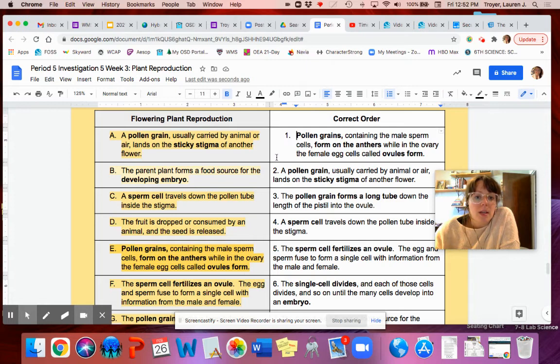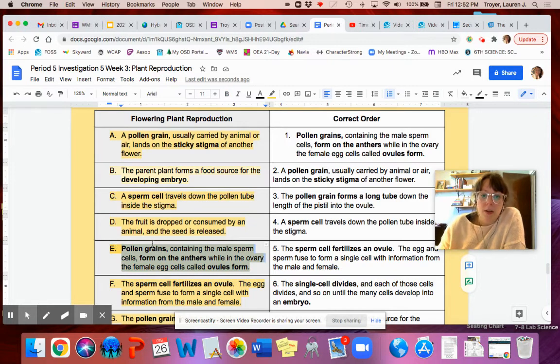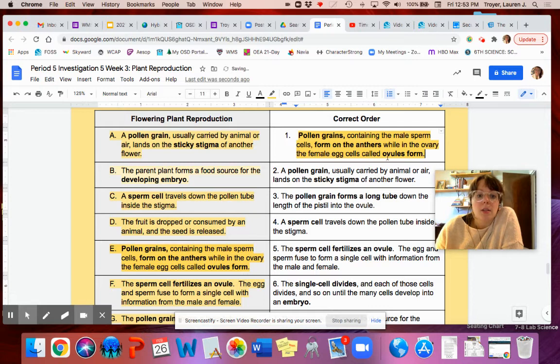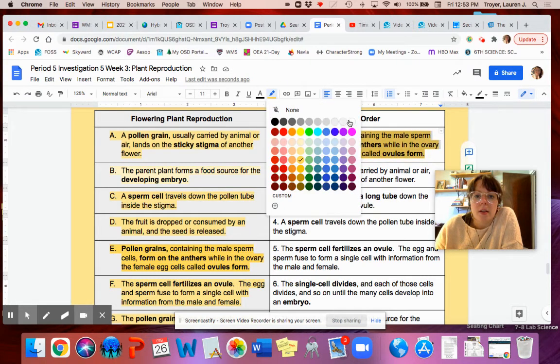So start with E at the top. Just copy, Control C. So before I did this, it looked like this. That's what yours looks like. So I know that E starts it. So I'm going to put a number 1. And then I'm going to Control V. Okay, now it's copied. And I turned it yellow only to signify that I had already done that one.